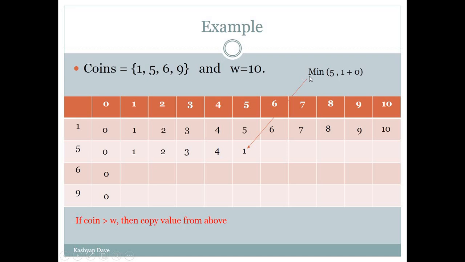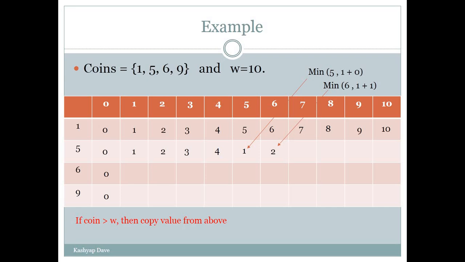Again I will explain this minimum function for 6. If we do not use this 5 rupee coin, then we need 6 minimum coins to make amount 6. If we use this 5 rupee coin, we deduct 5 from amount 6, so one 5 rupee coin plus 6 minus 5, which is 1. We move to 1 in this row, which has value 1, so 1 plus 1 means we need a minimum of 2 coins to make the 6 rupee amount.